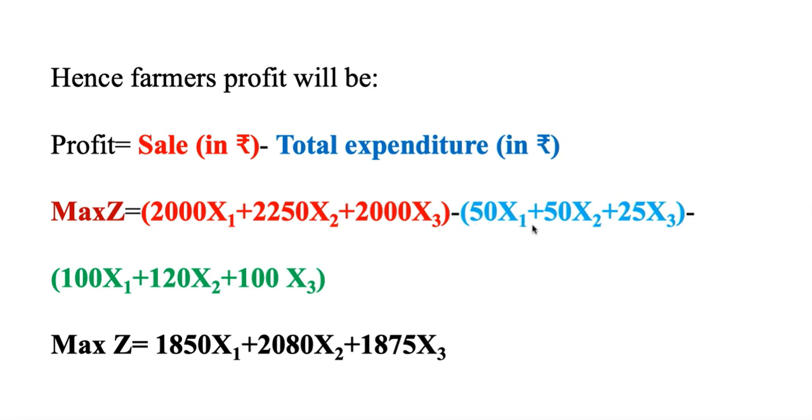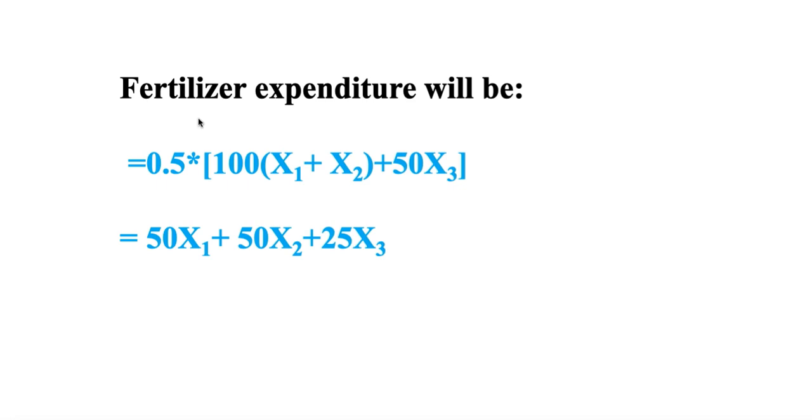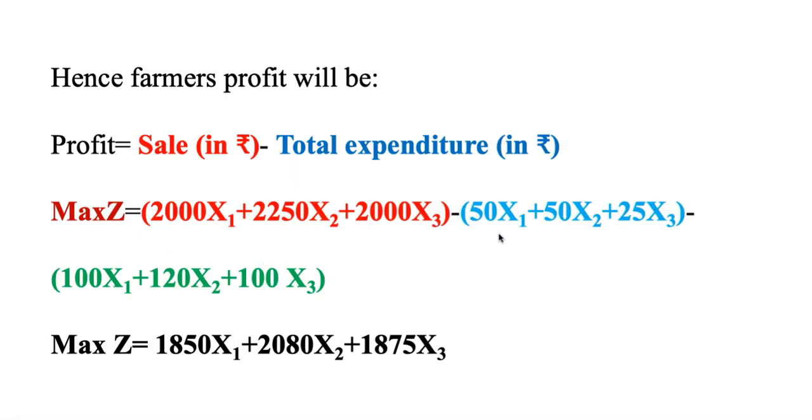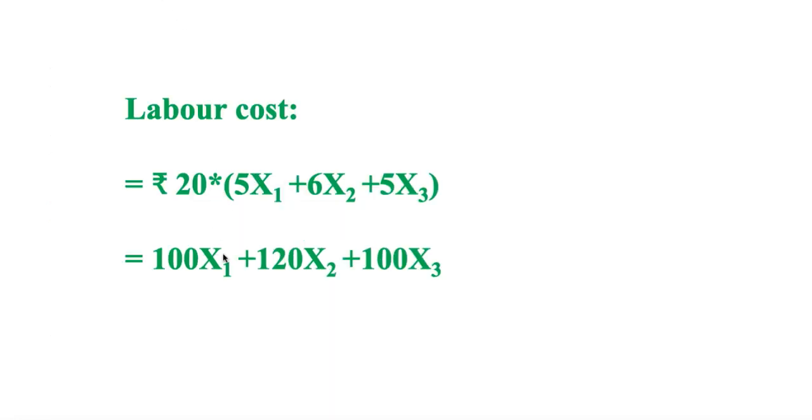is the expenditure on the fertilizer. We have calculated this fertilizer expenditure also. I will show you that. This is the expenditure on fertilizer, that is 50 x1 plus 50 x2 plus 25 x3, and same we are going to take there. So same we have here 50 x1 plus 50 x2 plus 25 x3 minus this is what? This is the expenditure on labor or the labor cost to the farmer. This also we have calculated in the previous slide, you can see it. Now here is the total labor cost.